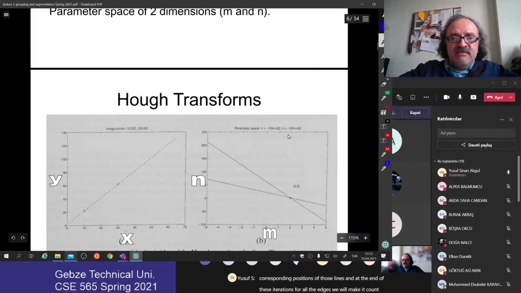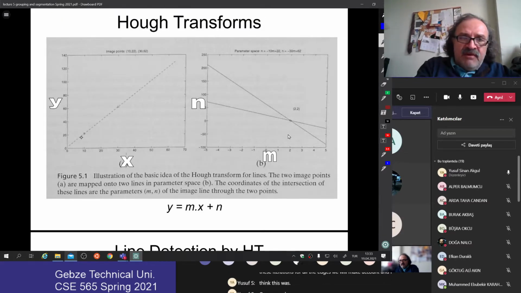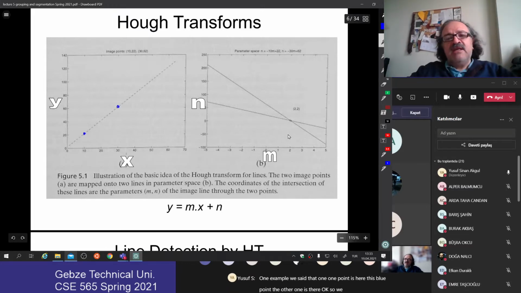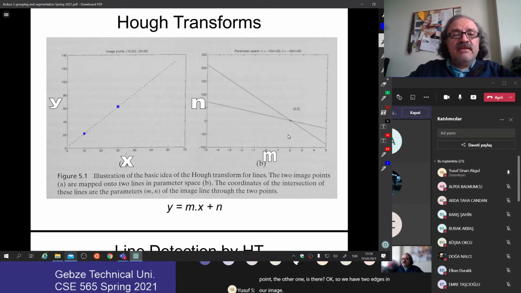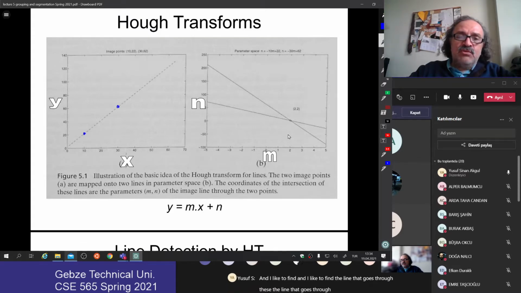I think this was one example. We said that one point is here, this blue point. The other one is there. So we have two edges in our image, and I would like to find the line that goes through these two points, these two edges. That is a dashed line.